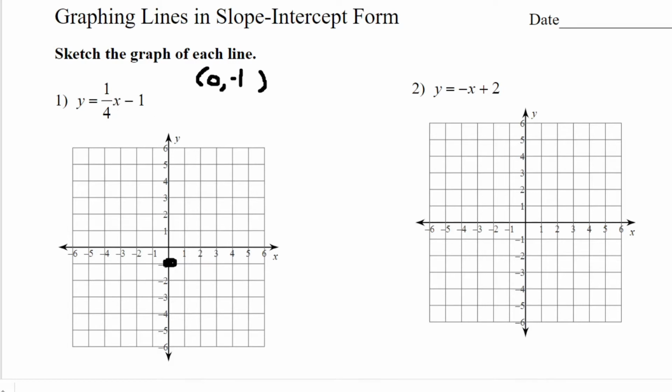Okay, now we choose another number. So let's choose maybe x will be 4. We're going to choose 4 this time. So 1/4 times 4 is going to be 1. 1/4 times 4 is just 1. And then minus 1 is 0. So y equals 0. So we get y to be 0 there. 4, 0, that means that will be this point right here.